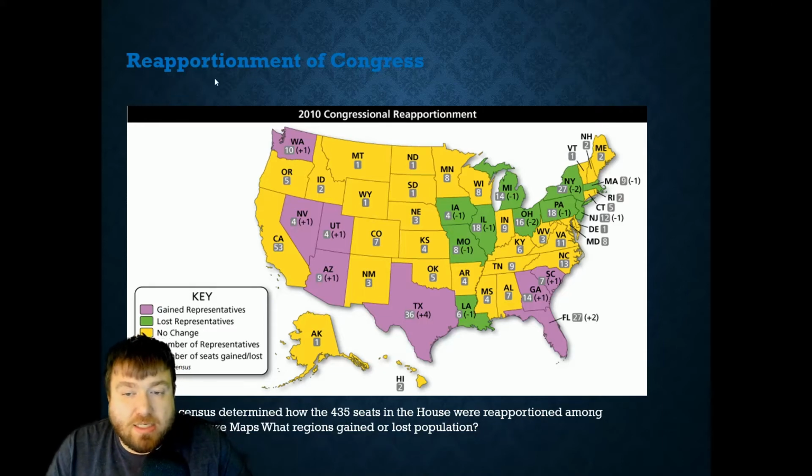Now, if the state is labeled green, they actually lost representatives. If you look at New York, they actually lost 2. Ohio lost 2.